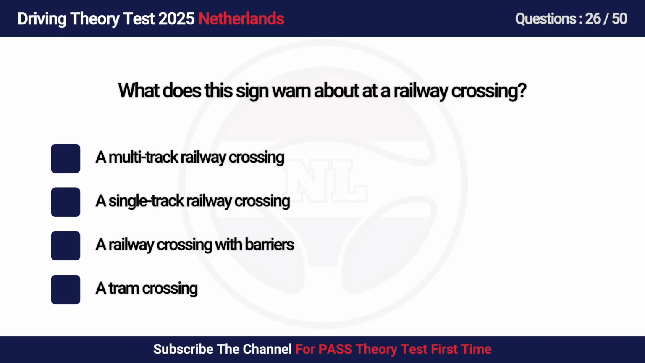A. A railway crossing. B. A railway crossing. C. A railway crossing with barriers. D. A tram crossing.